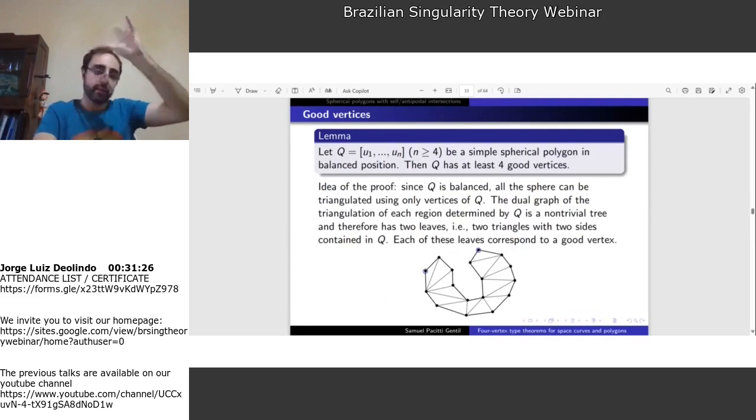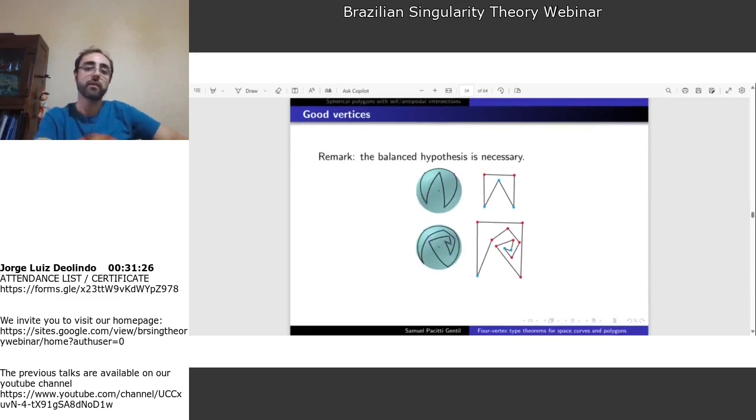Okay, this is mainly the idea of the proof, but there is another remark. It's important to notice that this balanced hypothesis is necessary. If we have a spherical polygon which is contained in a closed hemisphere, it will not necessarily have 4 good vertices. Here, in blue, these are the good vertices. And it's not hard to see that we can add more vertices to this polygon, obtaining new examples of polygons which have at most 3 good vertices. So the balanced hypothesis condition is necessary.